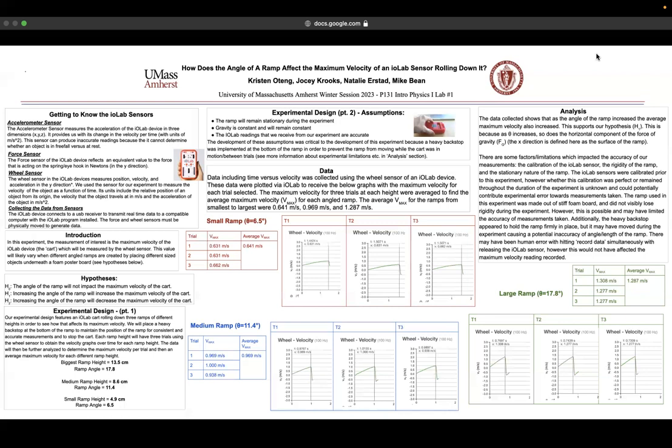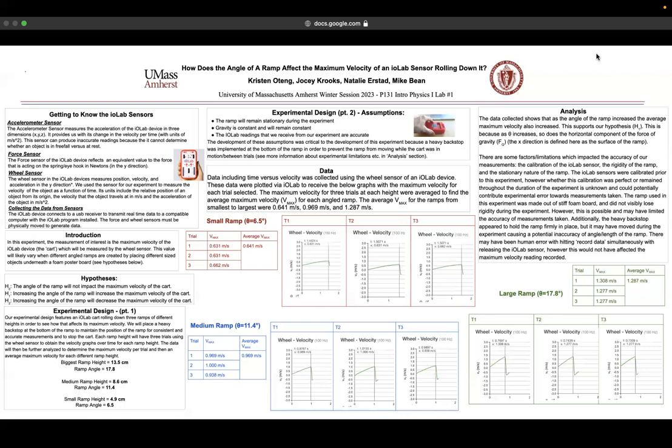We thought that this could vary depending on what angle the ramp is placed on. And we used a foam poster board with 3 different heights in order to investigate our hypotheses. Our hypotheses were that the angle of the ramp will not impact the maximum velocity of the cart. So that was our null hypothesis. Our first hypothesis was that increasing the angle of the ramp will increase the maximum velocity of the cart. And our second hypothesis was that increasing the angle of the ramp will decrease the maximum velocity of the cart.